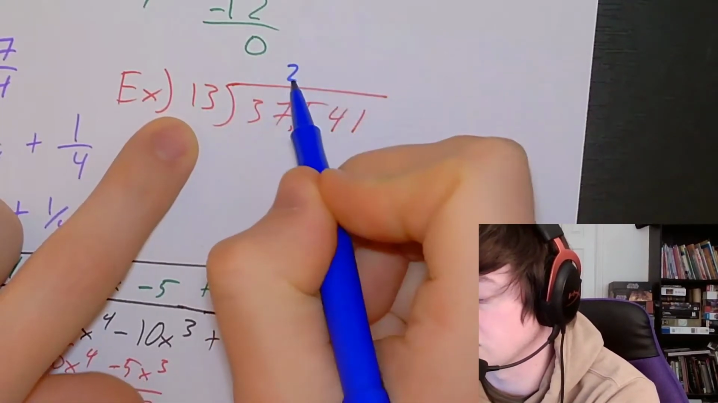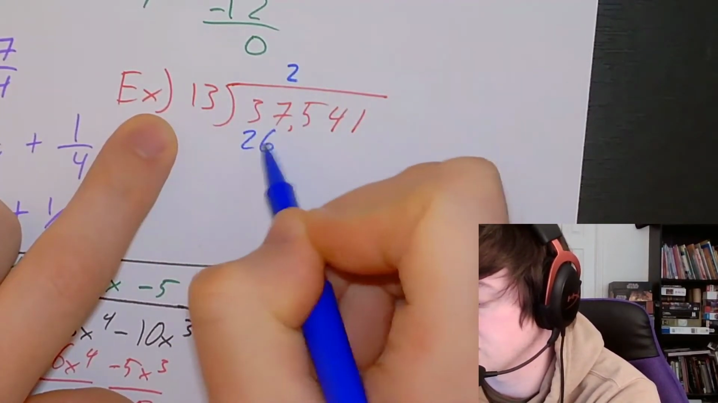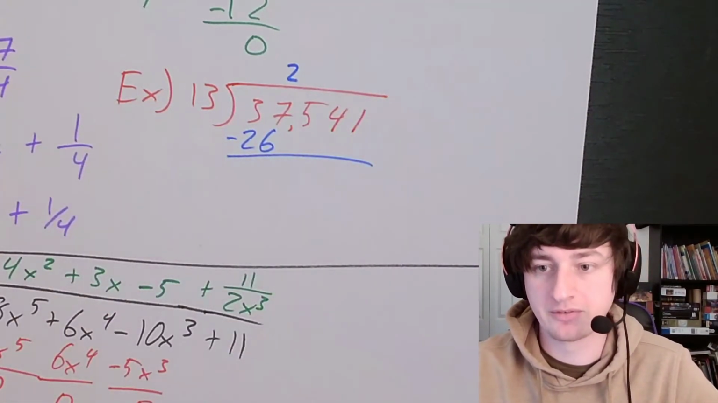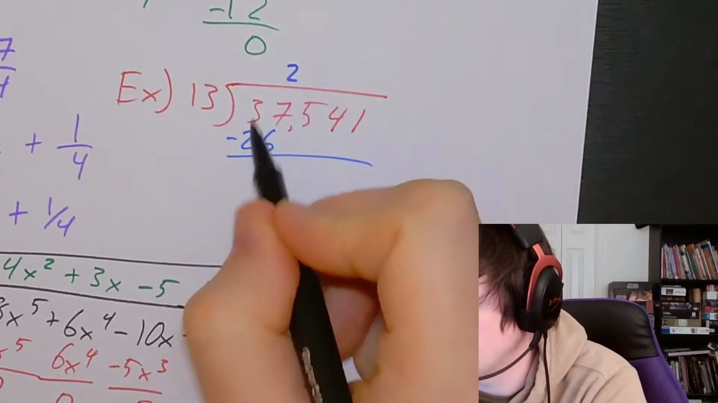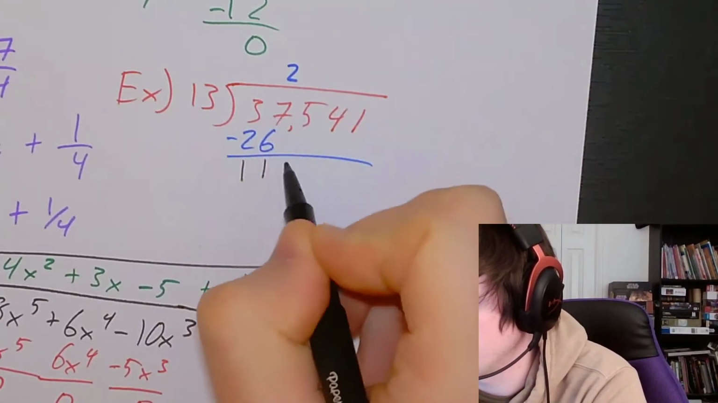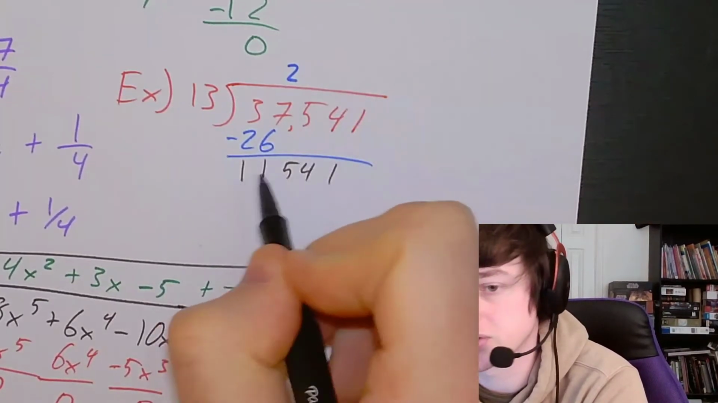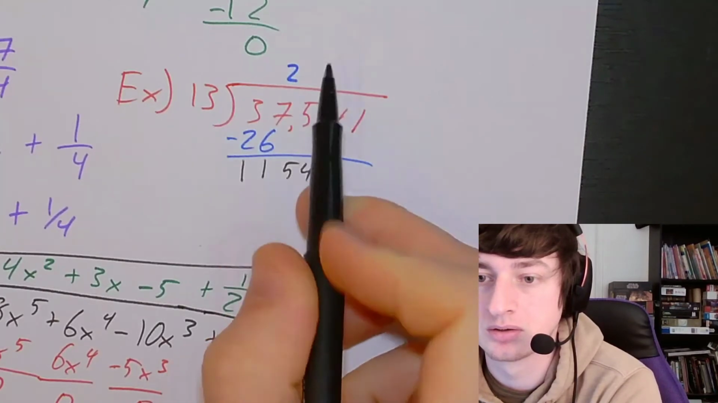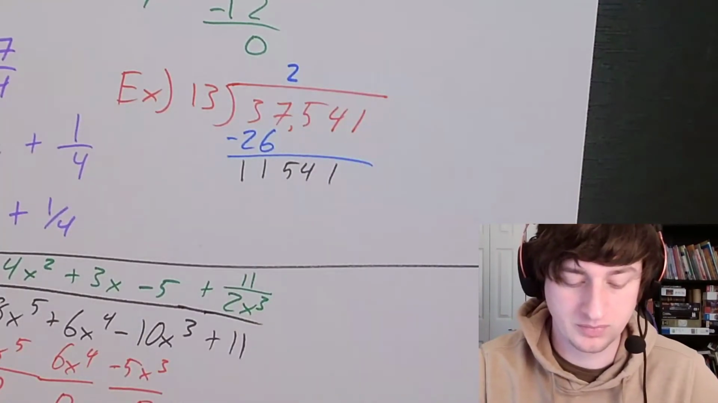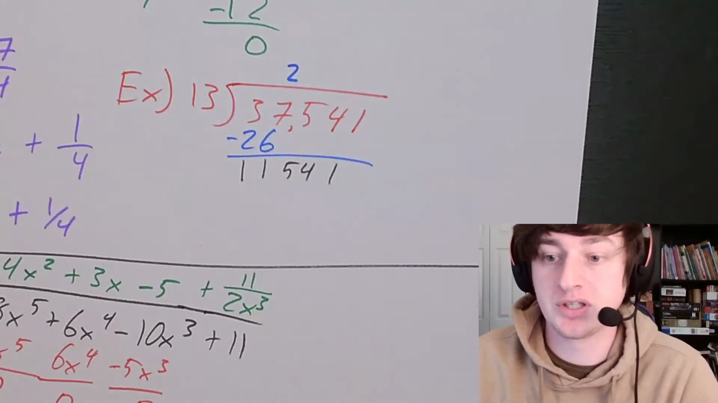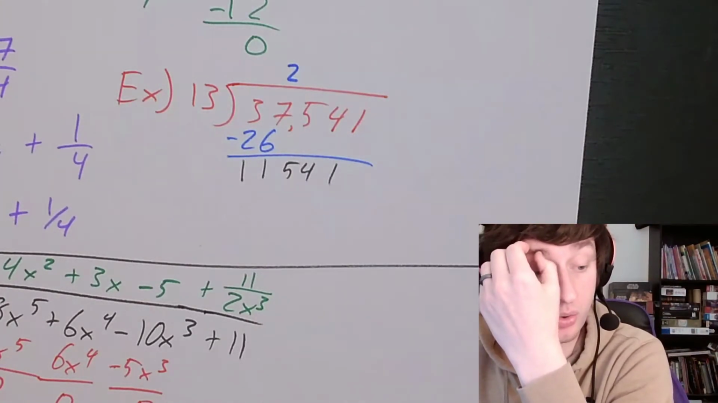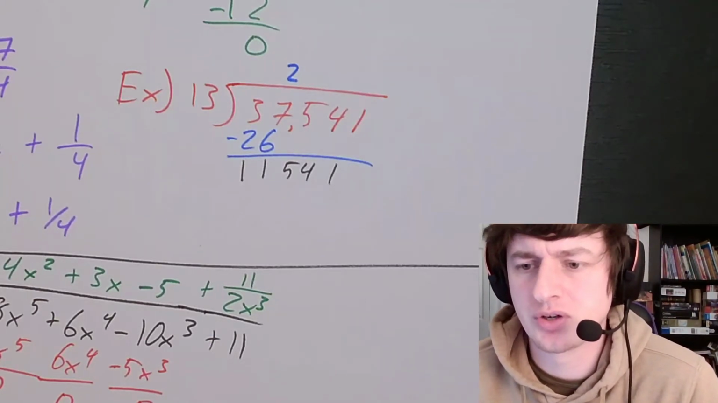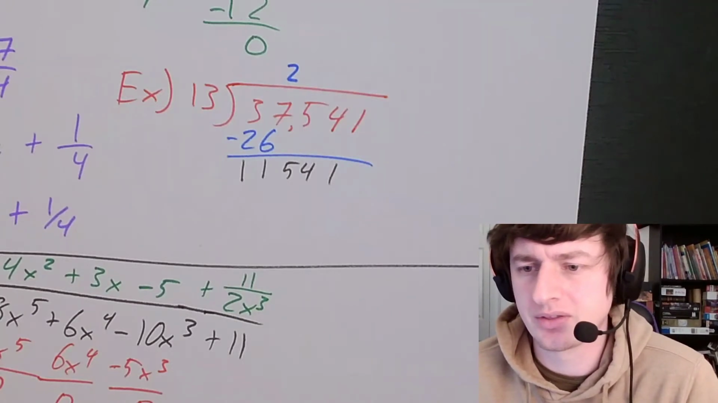It goes here, so we'd say, okay, 2 times 13 gives us 26. We subtract, and then we bring everything down. So that would be a 1, a 1, a 5, a 4, and a 1, right? So 13 doesn't go into this 11. 13 is going to need to go into this 115 for the next number. So how many times does 13 go into 115? I don't actually know. I should use a calculator. Let me try to do it off the top of my head. It's 8, I think.